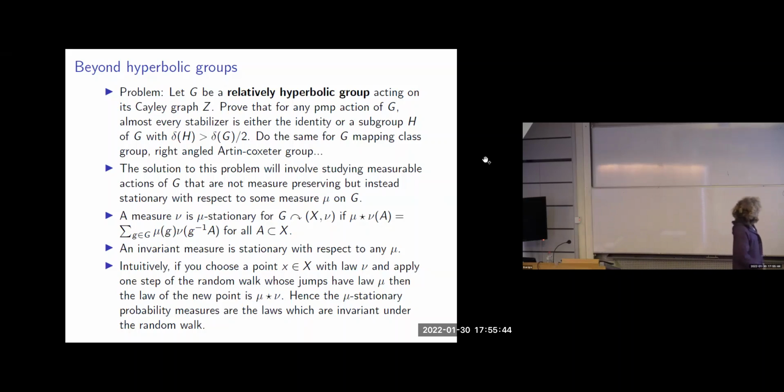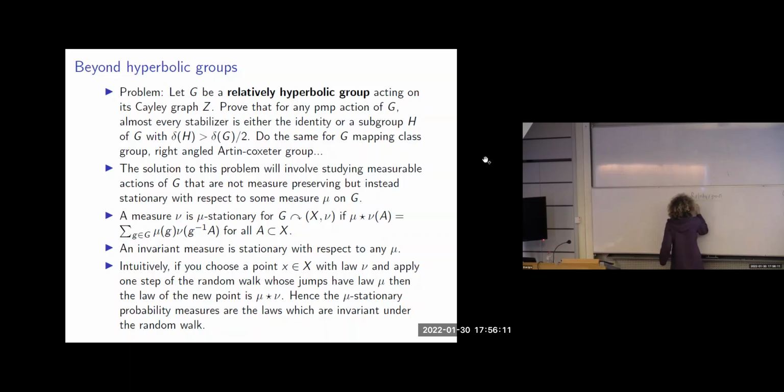So a nice generalization of hyperbolic groups is something called relatively hyperbolic groups. So, example of relatively hyperbolic groups. And by the way, this is something that there's like 20 people in this department who will tell you about and they're excited about.